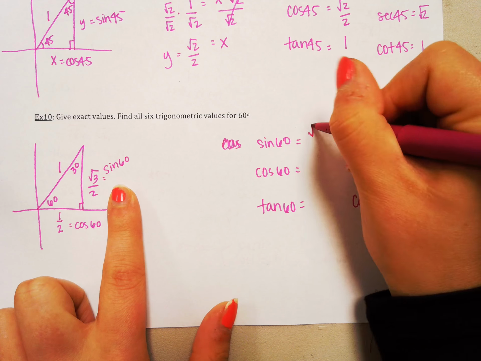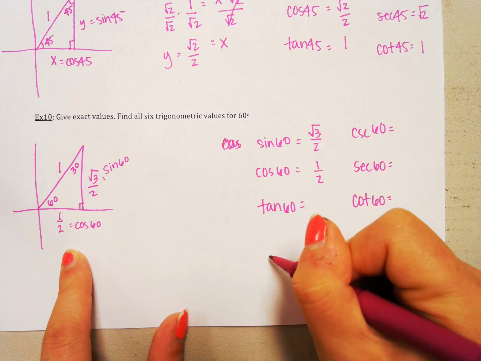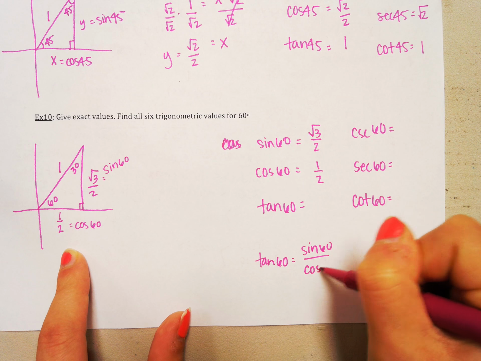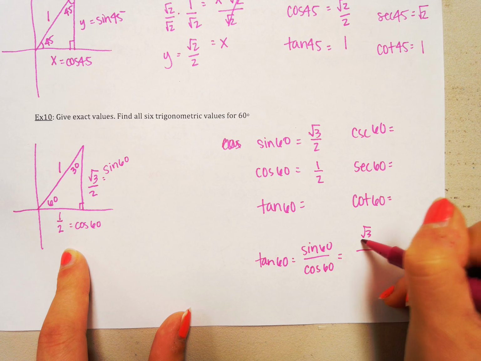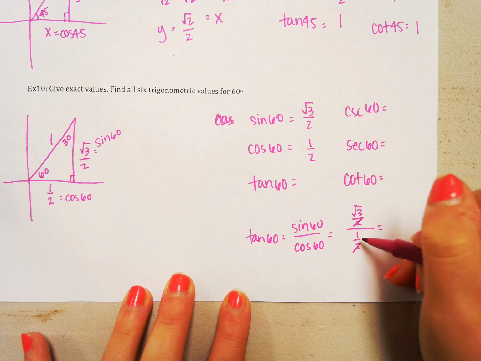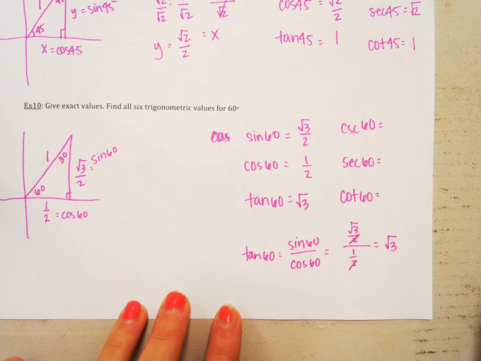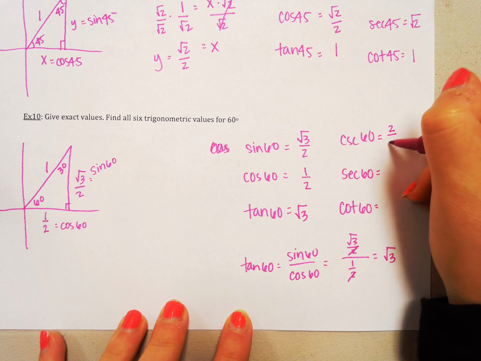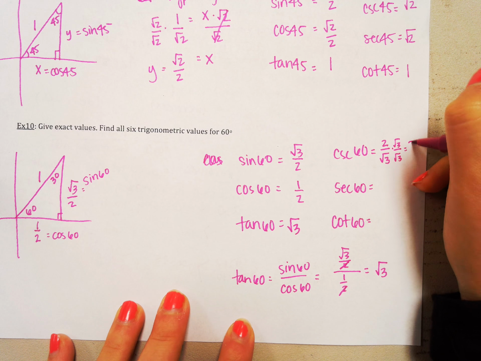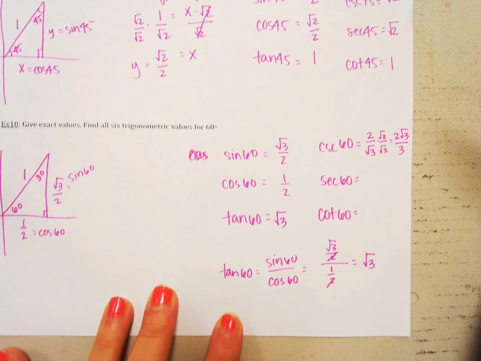It comes from that idea of the special right triangle. So sine is my y value, which is root 3 over 2. Cosine is 1/2. And tangent of 60 is going to be my sine of 60 over my cosine of 60, which equals root 3 over 2 over 1/2, where the denominators will cancel out, and I'll be left with root 3 over 1, which is just root 3. My cosecant is 2 over root 3, the reciprocal, and then I rationalize, and I'll get 2 root 3 over 3, which we already did up here. So 2 root 3 over 3.